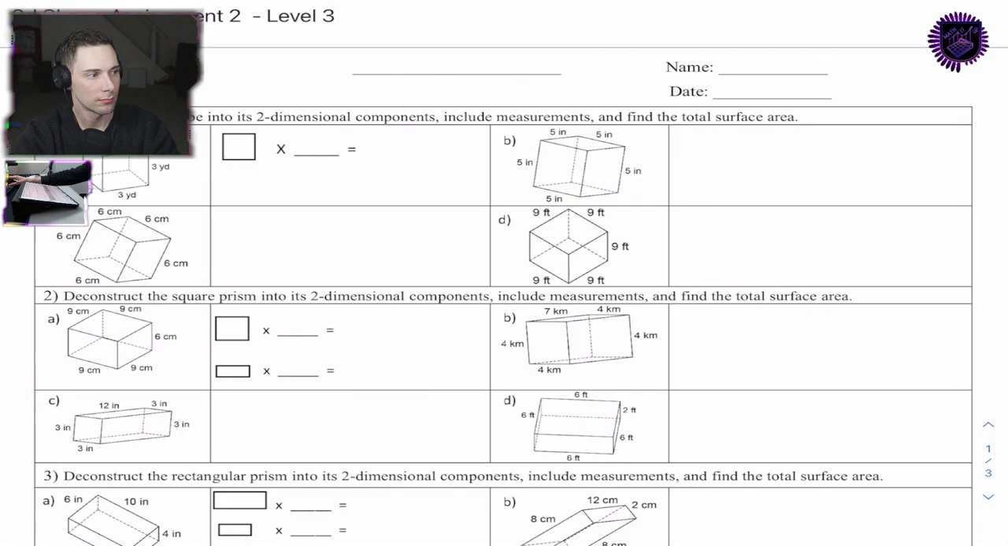I said us, stay with us, like there's more than one of me. It's just me, like usual, in my basement, doing math.